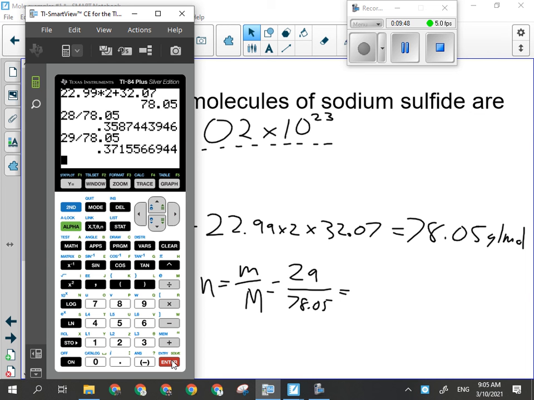Okay, I got a decimal still. Is that okay? All right, it just means I have less than a mole. And I do. I only have 29 grams, and 1 mole is 78 grams. So yeah, I definitely have less than a mole. All right, so now I've got the number of moles, 0.37.